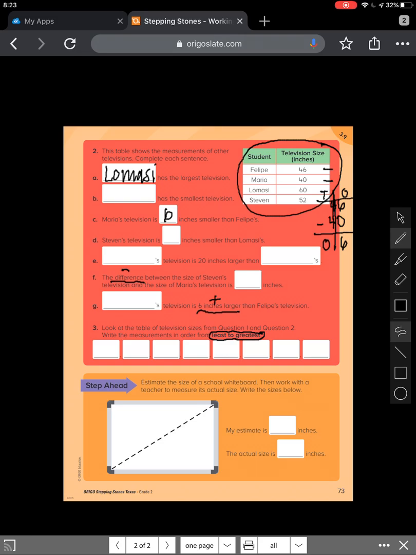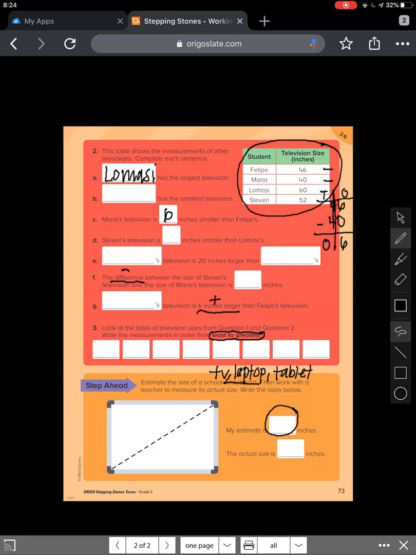In the step ahead, it says estimate the size of a school whiteboard. Then work with the teacher to measure its actual size. Write the size below. So instead of a whiteboard, I want you to look at the TV in your house. You can do the TV. If you don't have a TV, you can also do a laptop, or you could do a tablet. Okay, so you're going to estimate the size of one of those screens in your home, and then you're going to write that here where it says my estimate is.